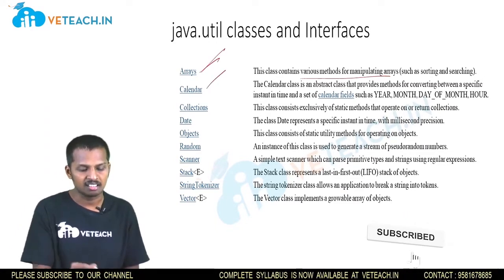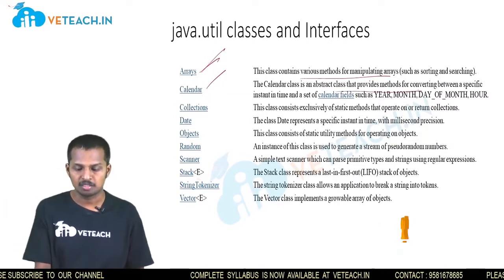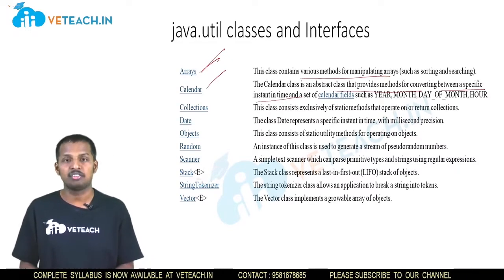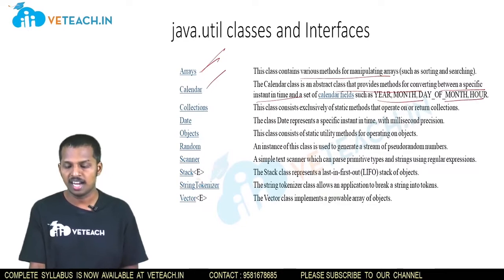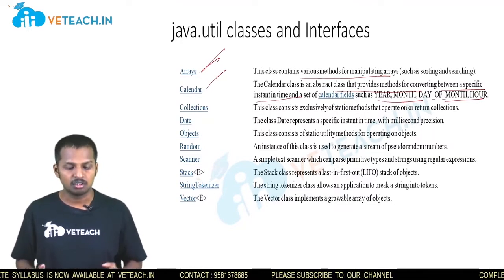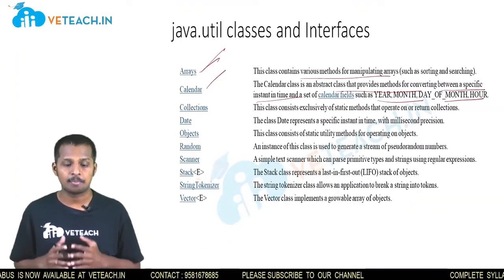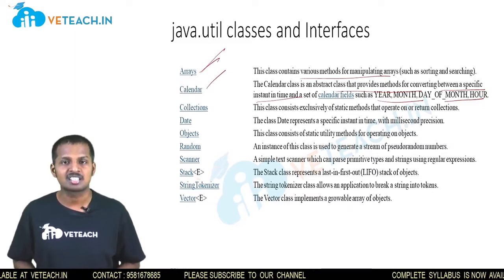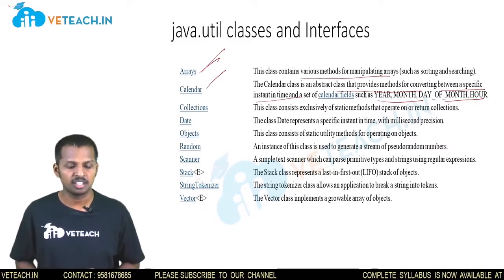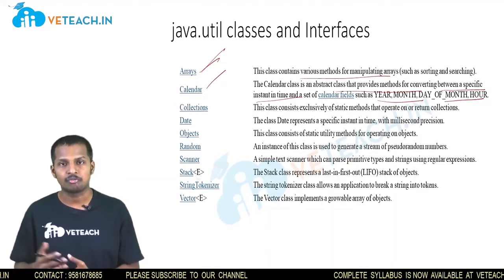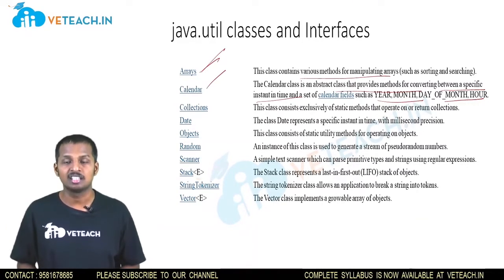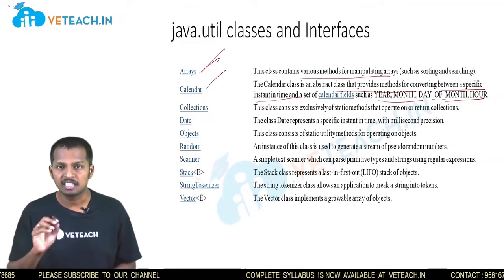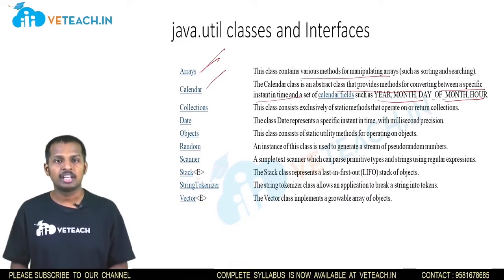Next, Calendar. This Calendar is an abstract class that provides methods for converting between a specific instant in time and a set of calendar fields such as year, month, day and month of a year. It's a predefined abstract class for all the classes relevant to the calendar. It contains methods used for converting a specific instant in time into calendar fields. So we can work on calendar fields like year, month, day of a particular month or a particular hour. These are some of the constant values present in Calendar that we can work with.